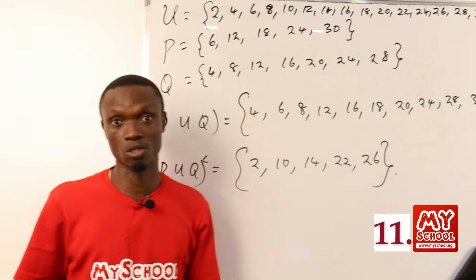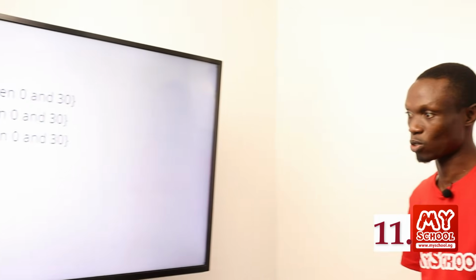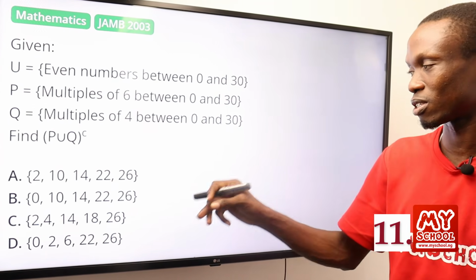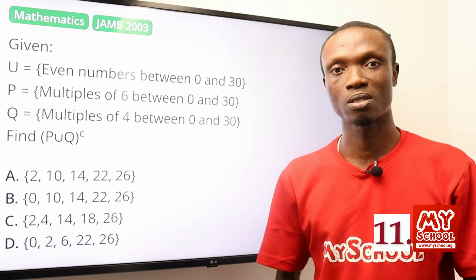So let's return back to the screen to pick the correct option for this question, and that is option A, that is 2, 10, 14, 22, and 26.